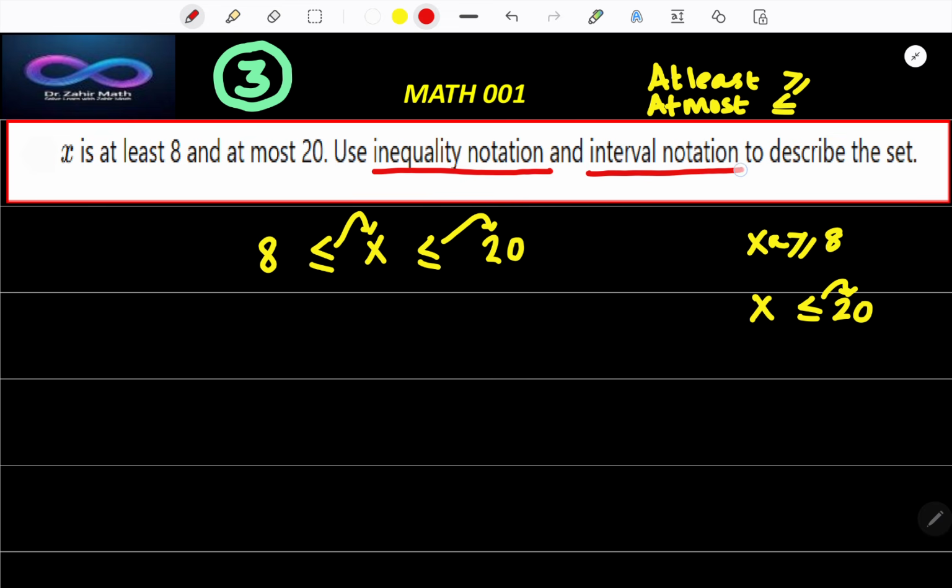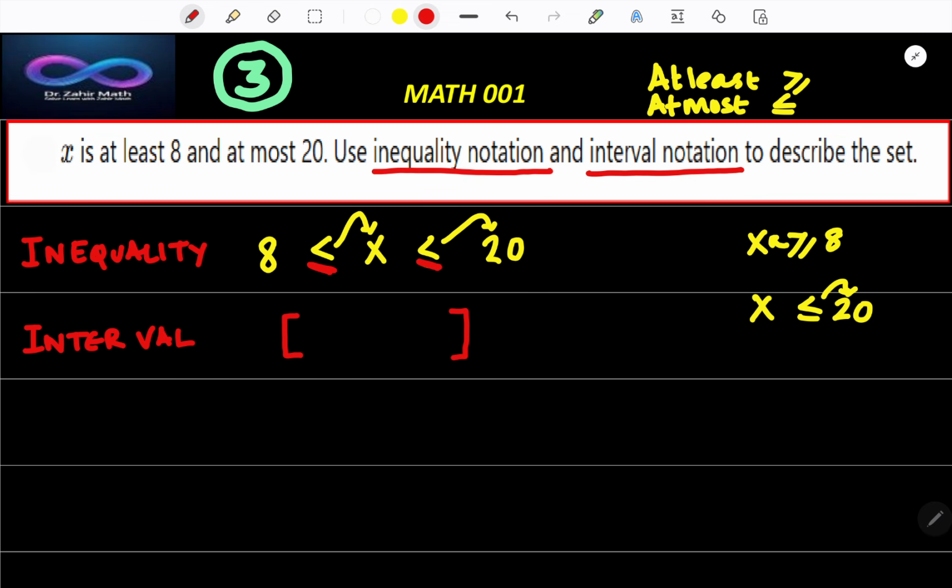And interval notation also they are asking. This is called inequality notation. Clear everybody? Right. The next we are going to use what? Interval notation. Just now I told you what is inequality and interval. Yes. There is a less than or equal to. Can you see? There is a less than or equal to. You can see. That means you are going to open this bracket.